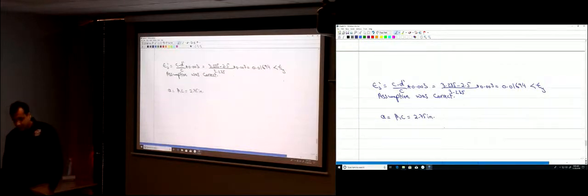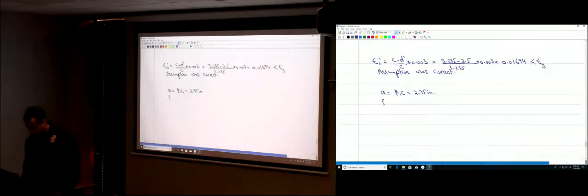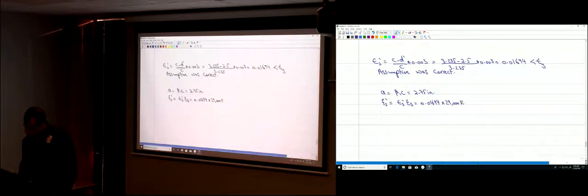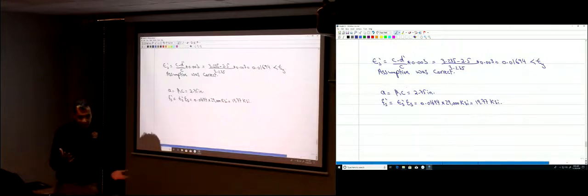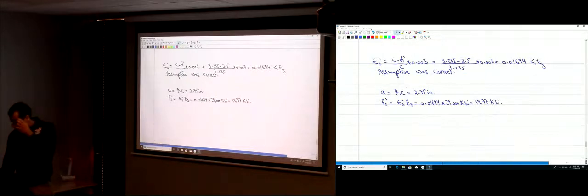And then now we need to find Fs prime. Fs prime is epsilon steel prime multiplied by E, the modulus of elasticity of steel. So the compression stress in the compression steel is 0.01694 multiplied by 29,000 KSI. So Fs prime is equal to 19.77 KSI. Definitely it's less than 60 KSI. It didn't yield, so the compression steel didn't yield over here.